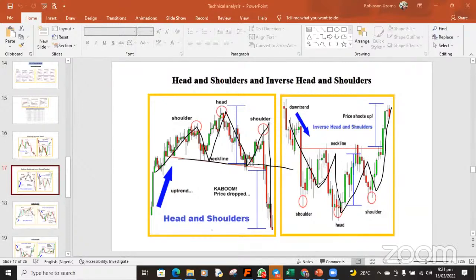Inverse head and shoulder is just like any human being that has a head at the middle, has a shoulder, and has another shoulder. So after the market has created this and you are seeing it, my brothers, my sisters, you don't need a professor in this market. You don't need a prophet to forecast, to tell you, prepare for a sell or for a buy. Start looking out for what you want to see for you to engage that market.